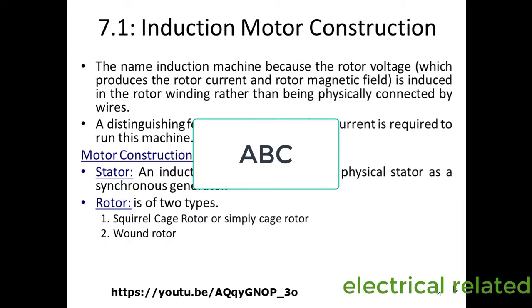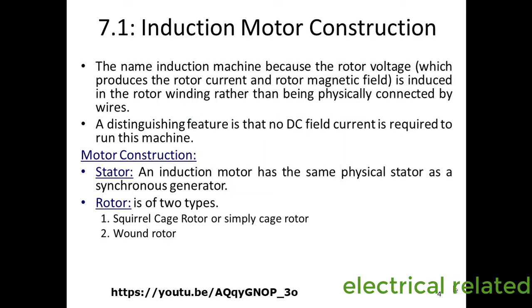Next, I will explain the construction of an induction motor. Basically, the rotor of an induction motor takes energy from the stator through magnetization and the current running through the rotor, and that's why it is called the induction motor. And the induction motor rotor doesn't need any source for excitation.